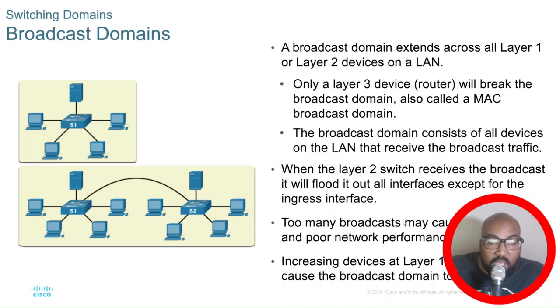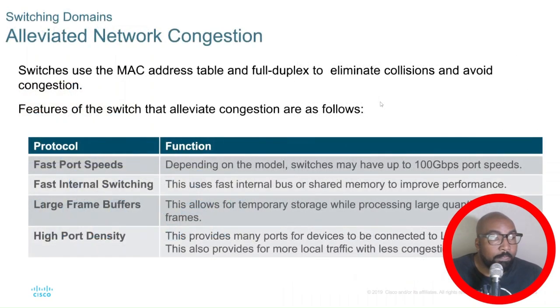Too many broadcasts may cause congestion and poor network performance. So if we're seeing a lot of broadcasts going out, that may flood that freeway a little bit. We may not have enough room. Cars may be moving really slow, kind of like the 10 freeway in Pomona. It's just slow sometimes at 4 o'clock right there by Fairplex. It's bad, very bad. Increasing devices at layer 1 or layer 2 will cause the broadcast domain to expand.